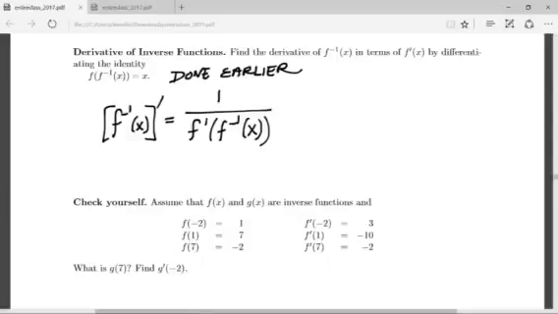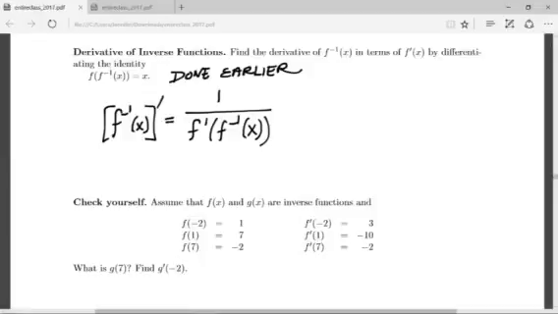I want to do one more example that occurs a few pages further on in the worksheet book. And here, notice it's asking for the derivative of inverse functions, and I've just given you the answer we derived previously. But now we can check ourselves in a different way, namely just being given some information about two functions, f and g, that we are told are inverse functions of each other. Can we use our new rule to determine what the derivative of g is at -2?